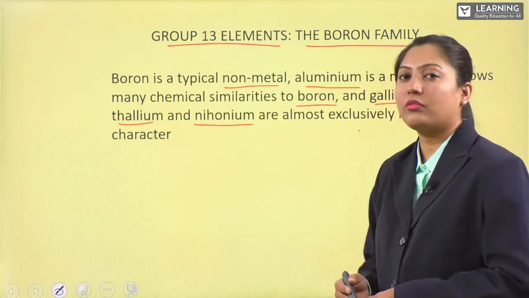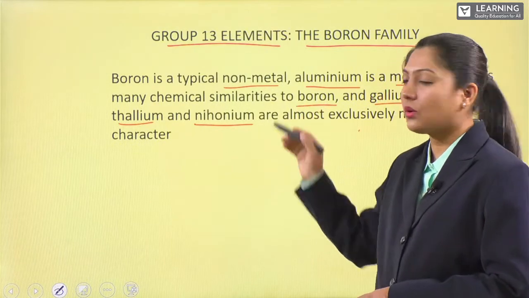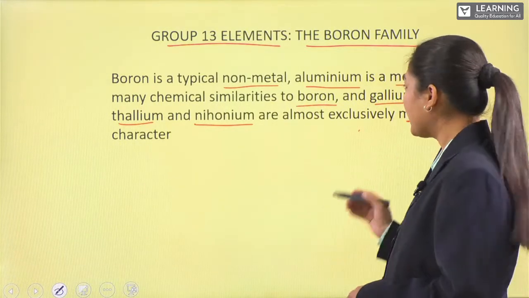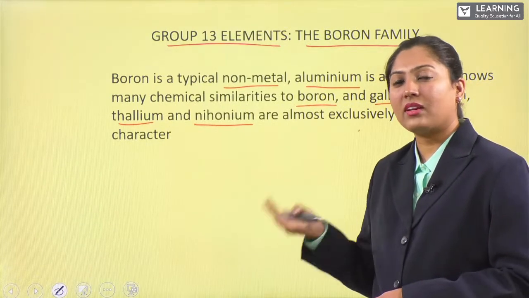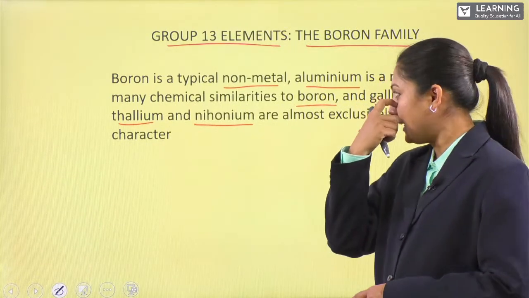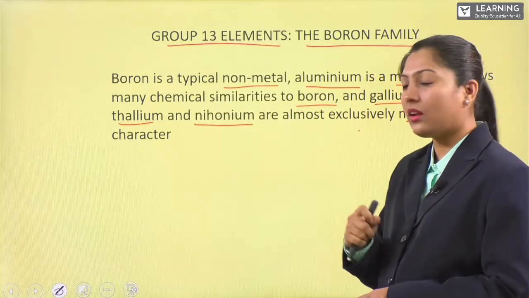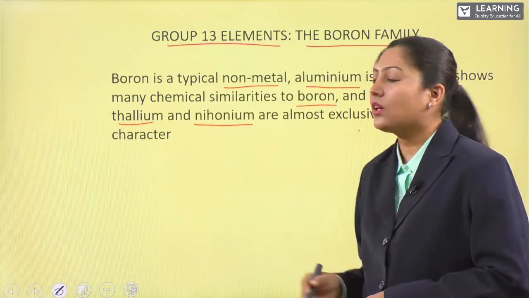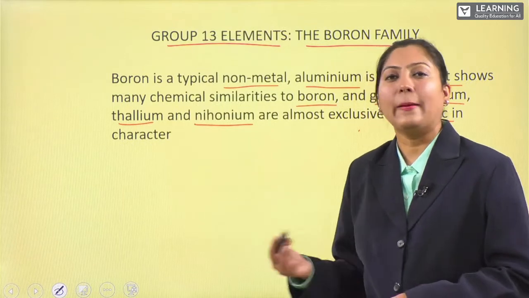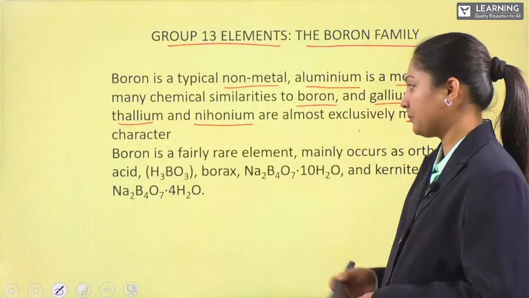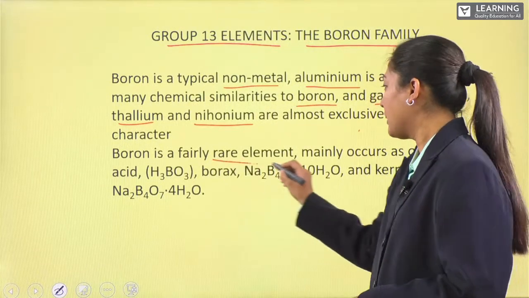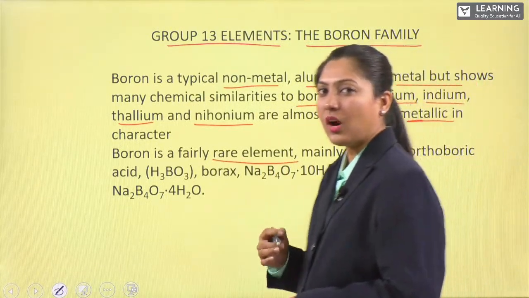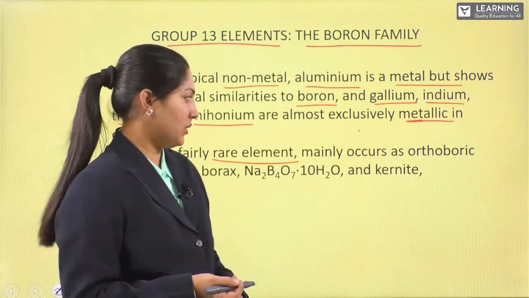In the boron family, we have boron as a non-metal, whereas aluminium is called amphoteric, meaning it has metallic as well as slightly non-metallic character. From gallium to nihonium, they are all purely metals. Boron is a fairly rare element. It is found rarely in the universe.